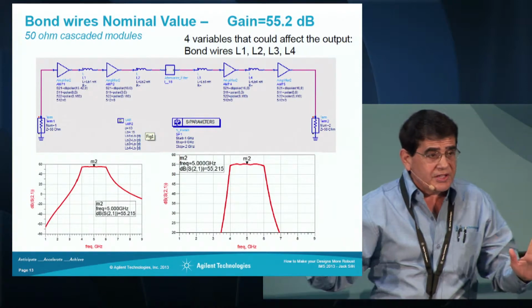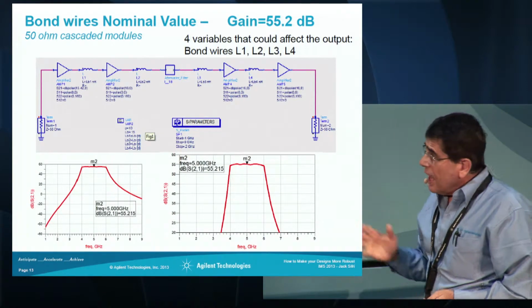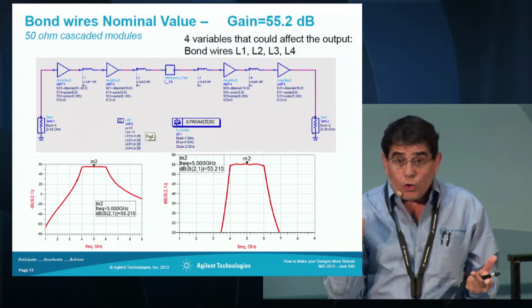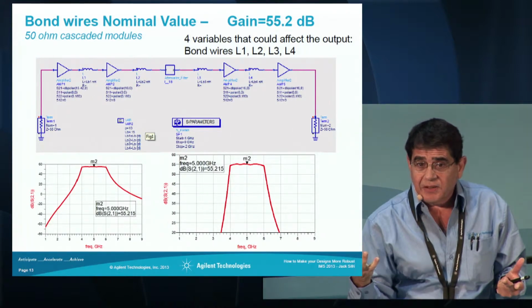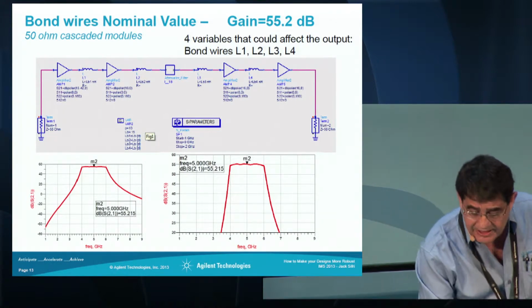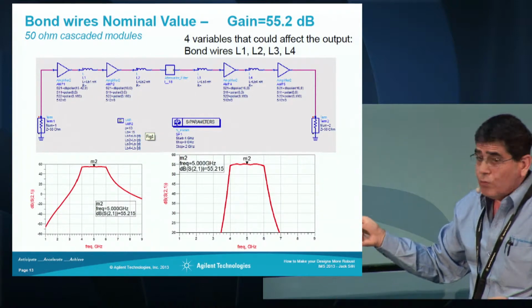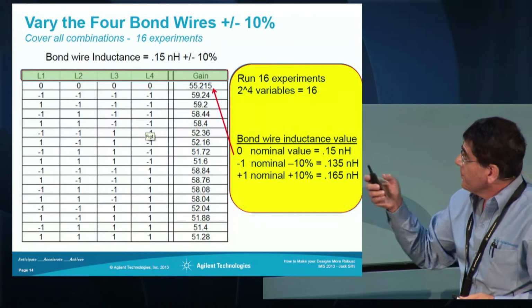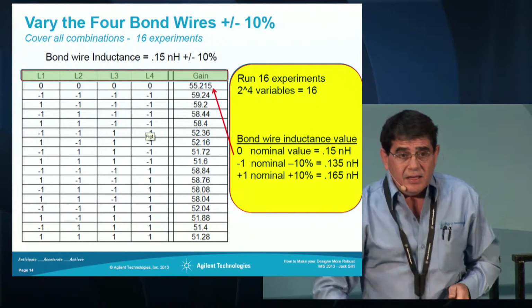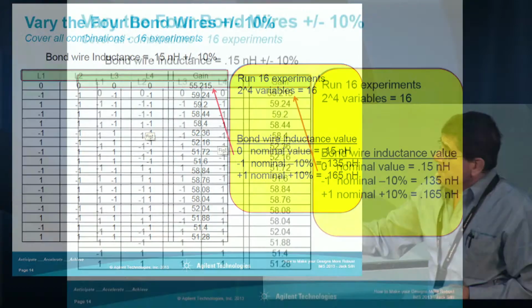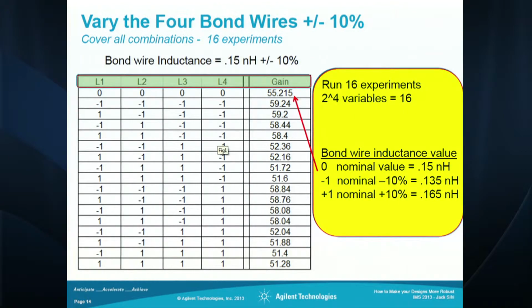That's the nominal simulation. But now I want to see how robust my design is, how sensitive it is. So I'm going to run a design of experiment on it, and what I do is I build this experiments table. What you see here is a table that has the 4 inductors between the modules, L1, L2, L3, L4. Those are my variables, okay? The inductance between the modules.